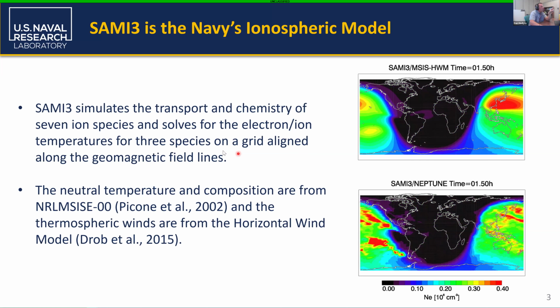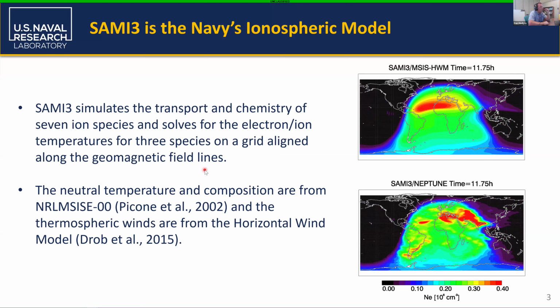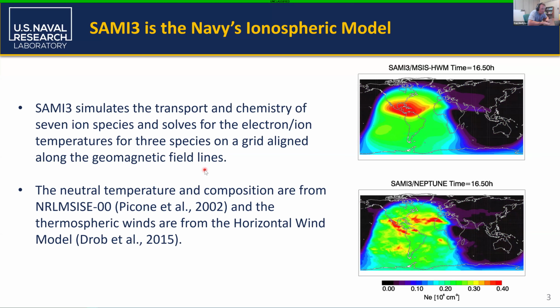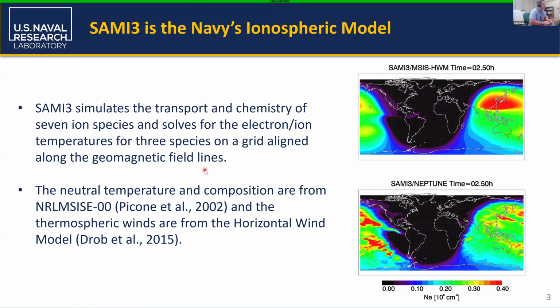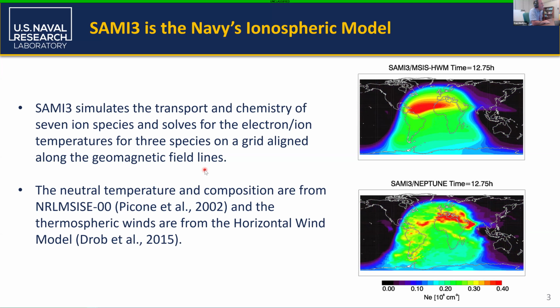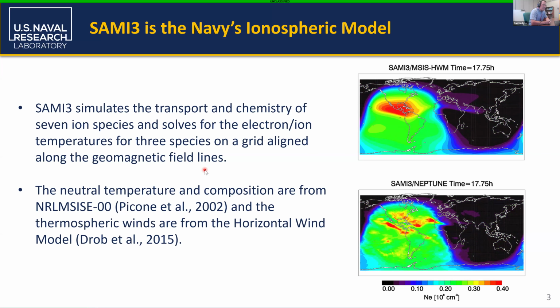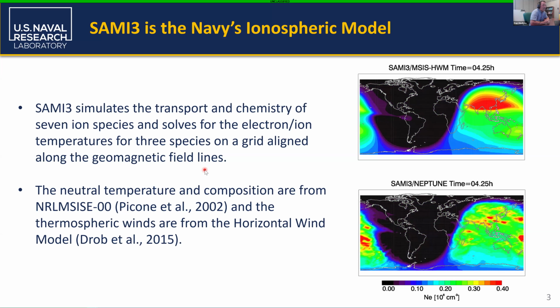And it does so on a grid aligned along the geomagnetic field lines. We're going to see that come up multiple times in this talk. And so those people with tropospheric backgrounds and neutral forecasting backgrounds kind of think of the geomagnetic field lines in SAMI-3 as something like a vertical coordinate. And so we're always thinking on the geomagnetic field lines.